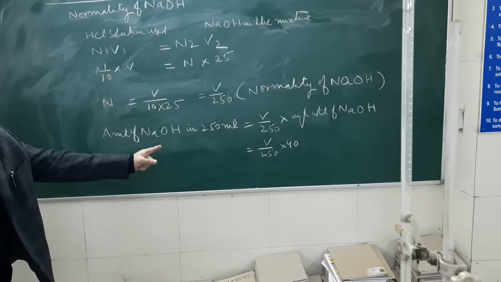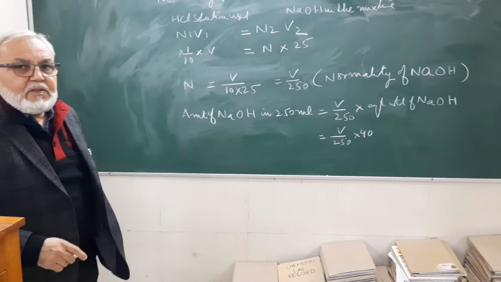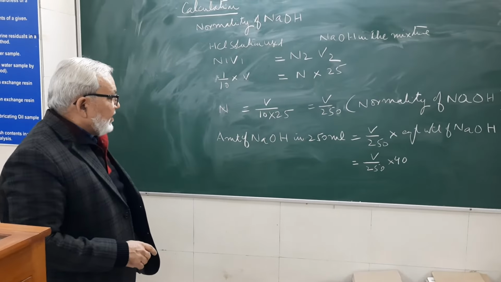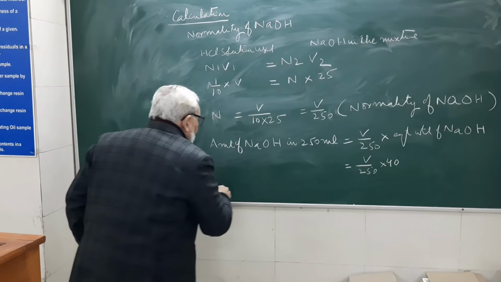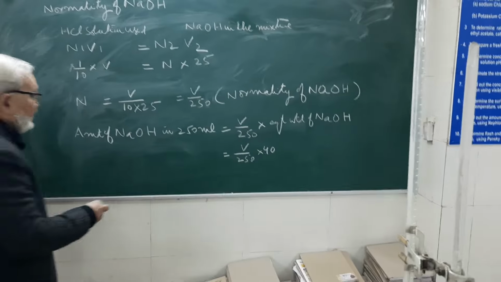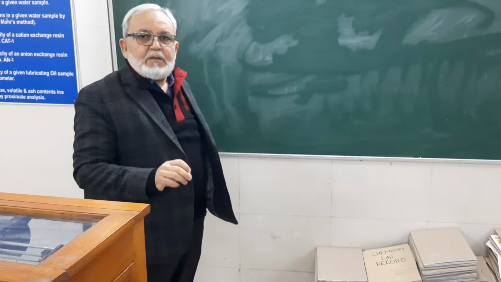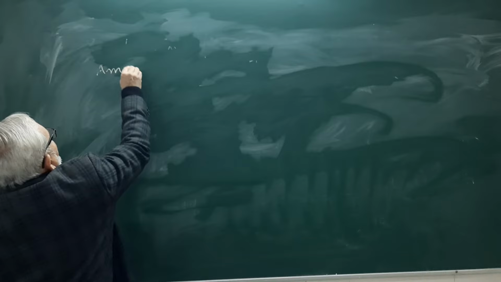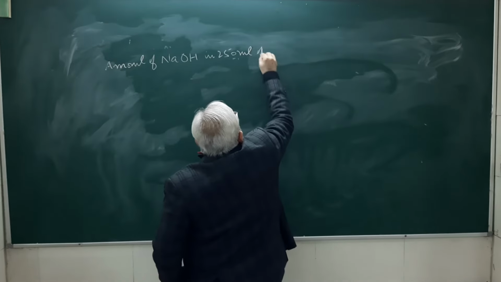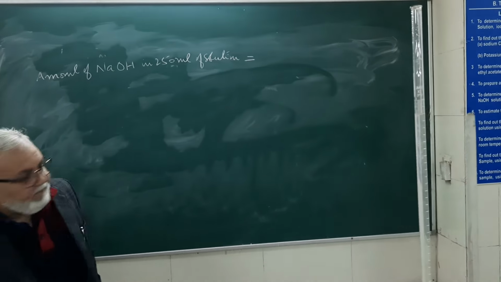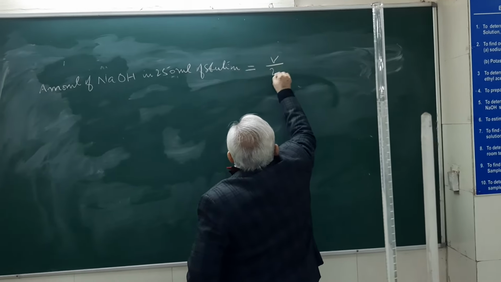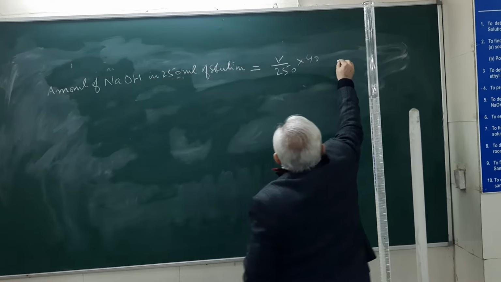So this is the amount in 250 ml. For making the calculation in 1 liter, the amount of NaOH in 250 ml of solution is equal to V upon 250 into 40 grams.